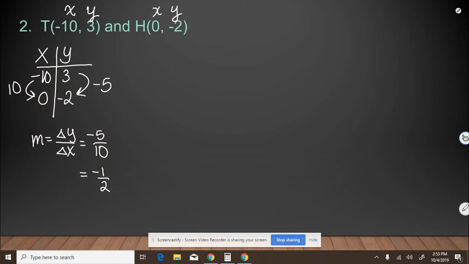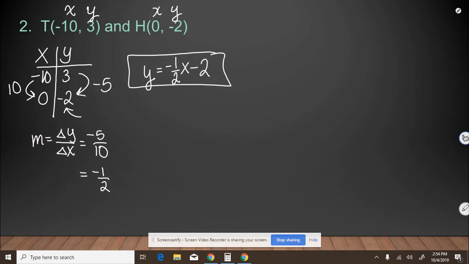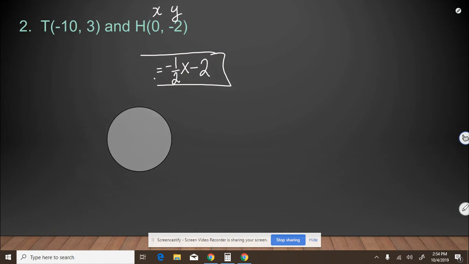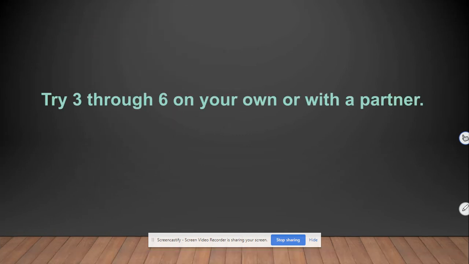So now we have the slope, and from one of the coordinates, we have the y-intercept because that's where x is 0. So that's where it would cross the y-axis. We can set up our equation. Y equals -1/2 x minus 2, final answer. So those ones are super, super easy. Hopefully you're catching on real quick because you're going to try 3 through 6 on your own or with a partner before moving on. So I would pause the video here if I were you.